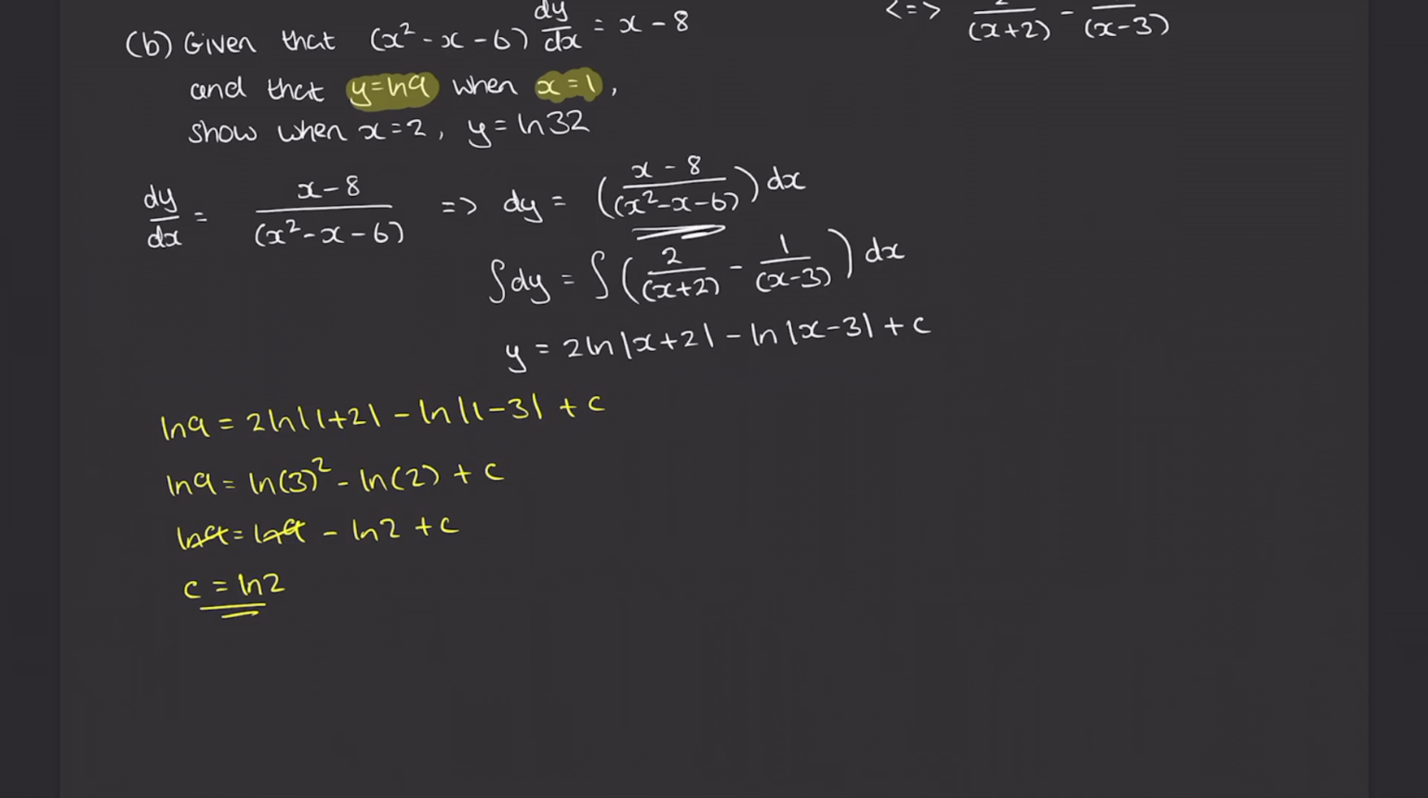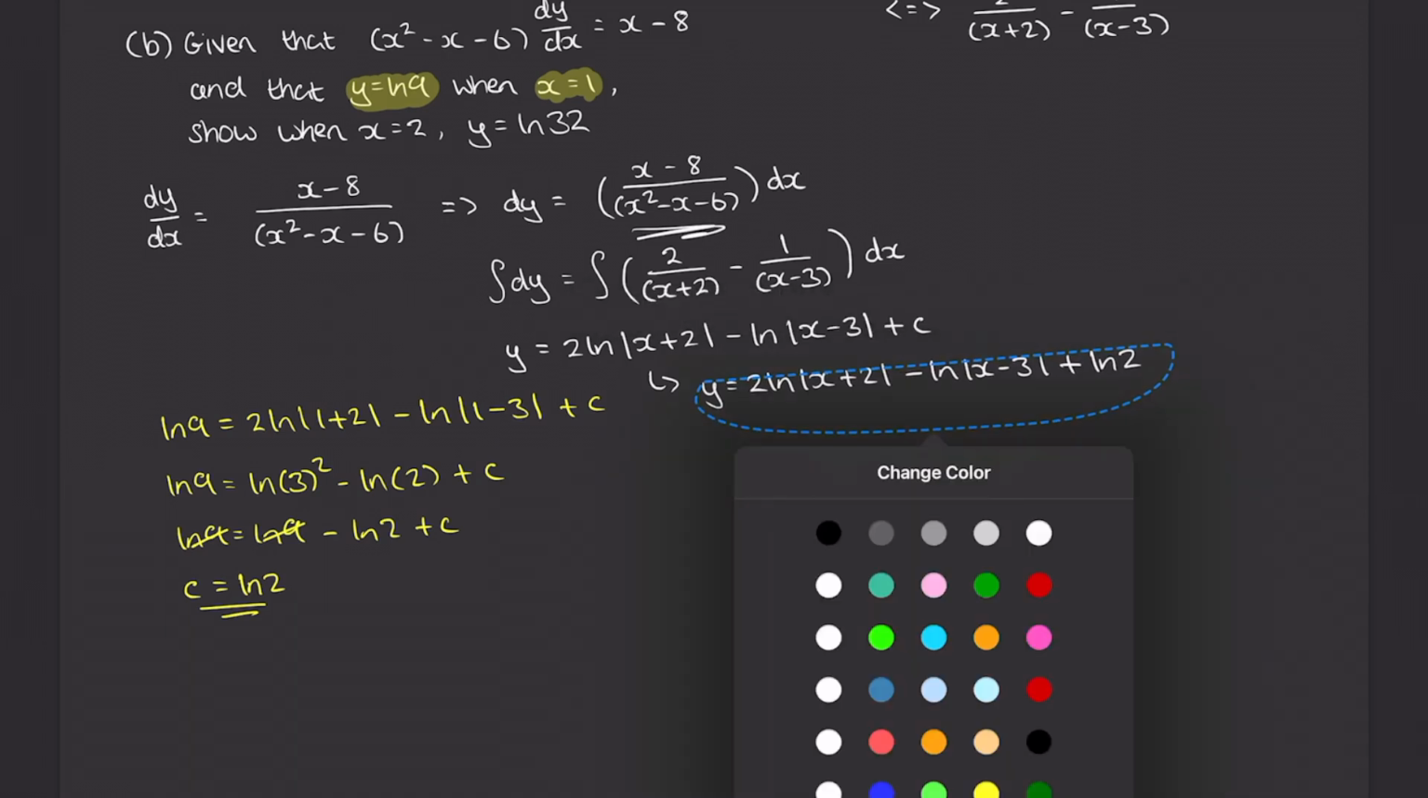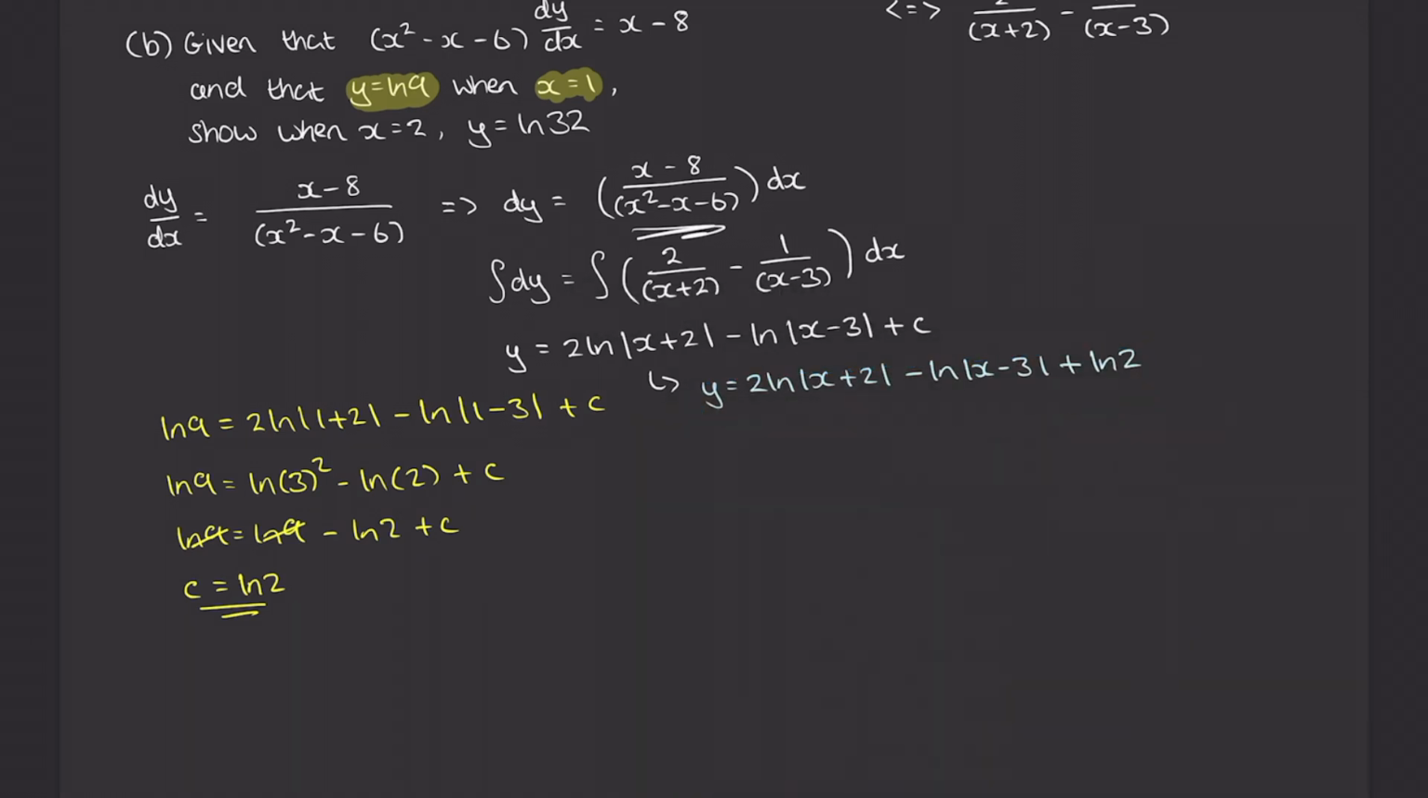So our specific equation here would then be y equals 2 ln modulus of x plus 2 minus ln modulus of x minus 3, remembering our arbitrary constant, which is plus ln 2, right? So we have this equation here now. I will color that in blue, and then we can work out or show the proof, right? So we have show when x equals 2, y equals ln 32. So x equals 2 and y equals ln 32. This is what we need to show.